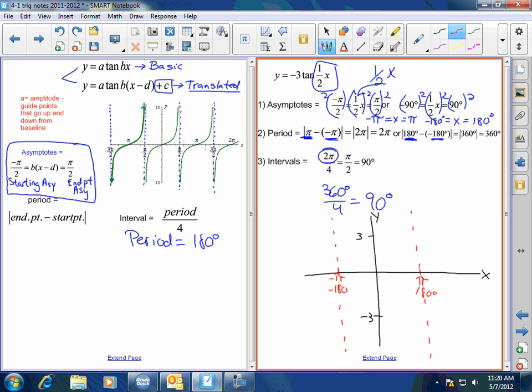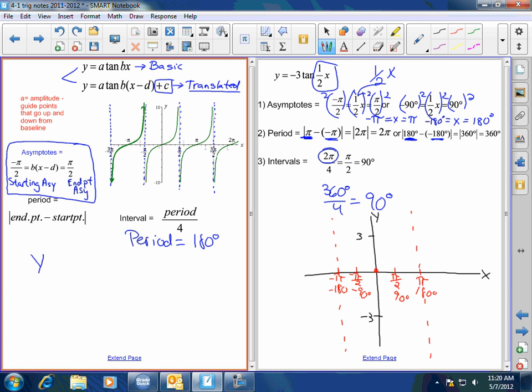So, negative 180 plus 90 would give me negative pi over 2 or negative 90. Plus 90, I'm at the 0 point. Plus 90, I'm at the pi over 2, which is 90 degrees. And then plus my last 90, I get back to my asymptote. Is everyone with me so far? You promise? Okay, now, check this out.